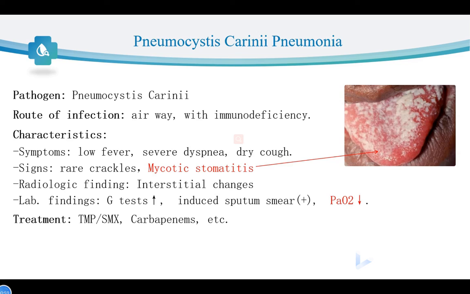And in the laboratory examinations, we can find an increase of the G test and positive results in the induced sputum smear. For this patient, we usually can find a decrease of the partial pressure of oxygen or a type 1 respiratory failure. And the treatment for this infection includes TMP-SMX or carbapenems.